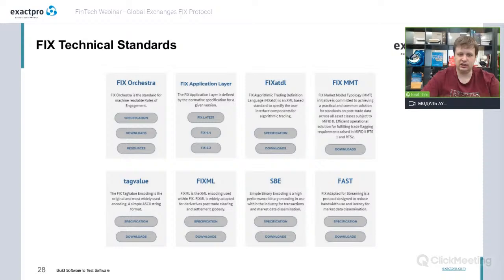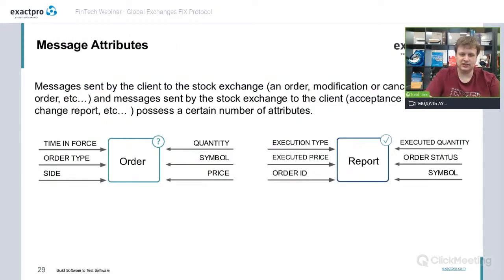So this is a screenshot from Big Trading Community website. It shows various links to different technical standards. Going back to the basics. So computers, when they are involved in trading process, they communicate through messages sent over API.